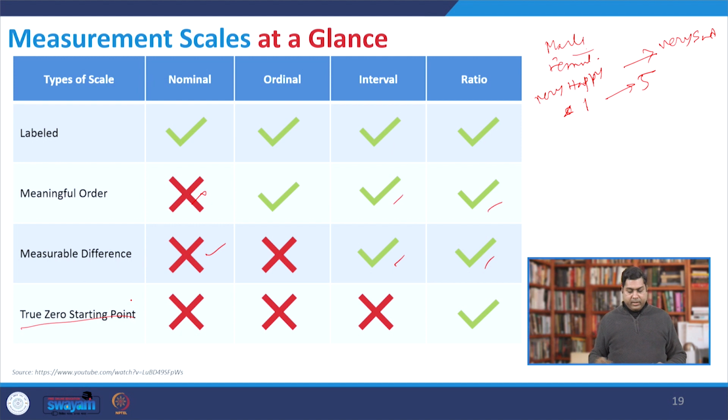Zero starting point: definitely for nominal and ordinal it is not a point of concern because it is order and it is a category. For interval it is not. I have given you the example of temperature where at 0 degree, and below 0 degree, there are certain kinds of measurement possible. Ratio, yes, definitely we have a true 0 value. So, depending on the need you have to select.